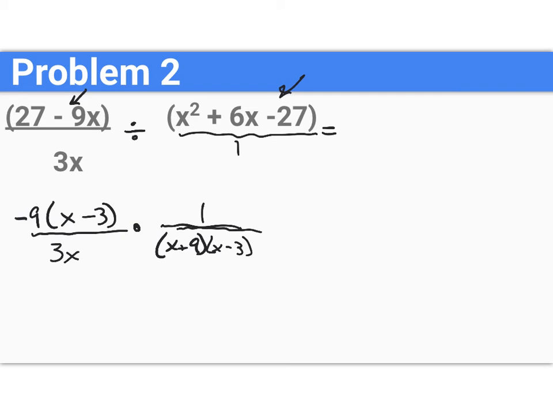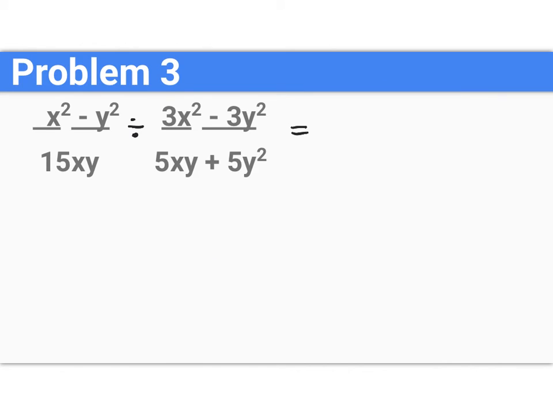Okay, and then what do we have? We have x minus 3's cancel out. We get negative 9 over 3x times x plus 9. And then we cancel the 3 out. That goes in 3 times. So we get negative 3 over x times the quantity x plus 9.